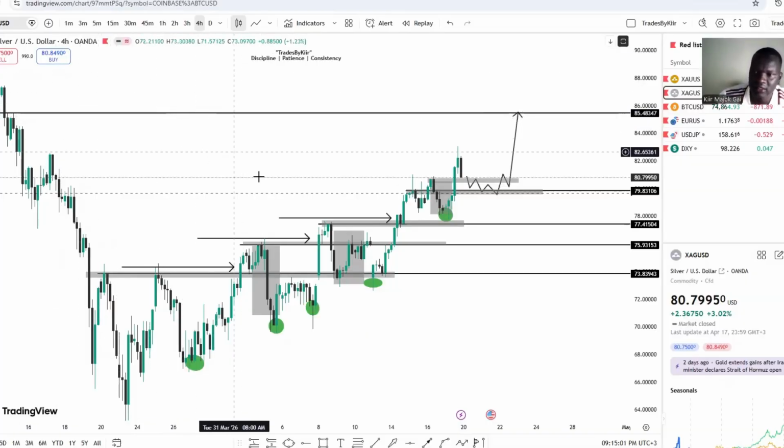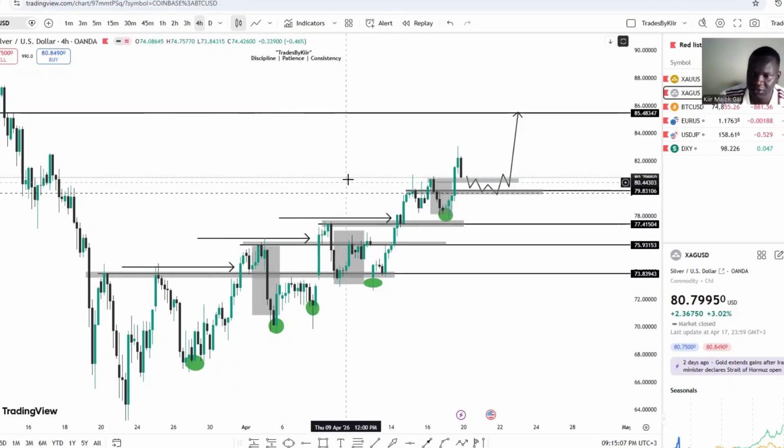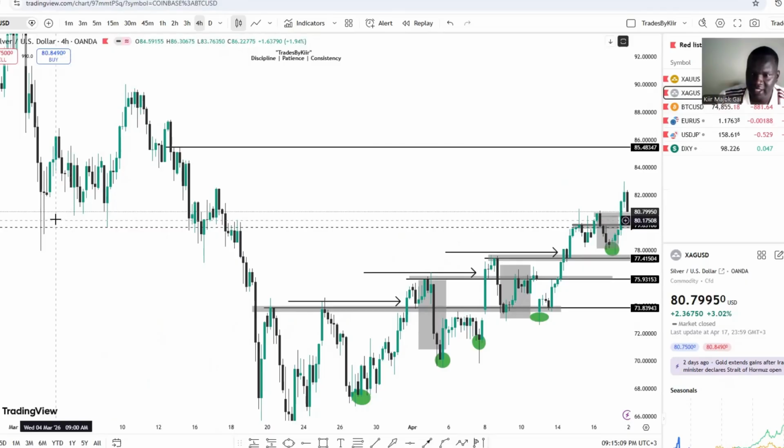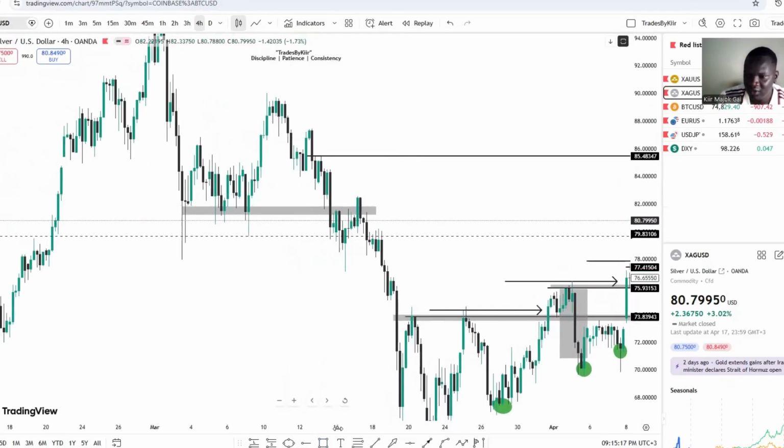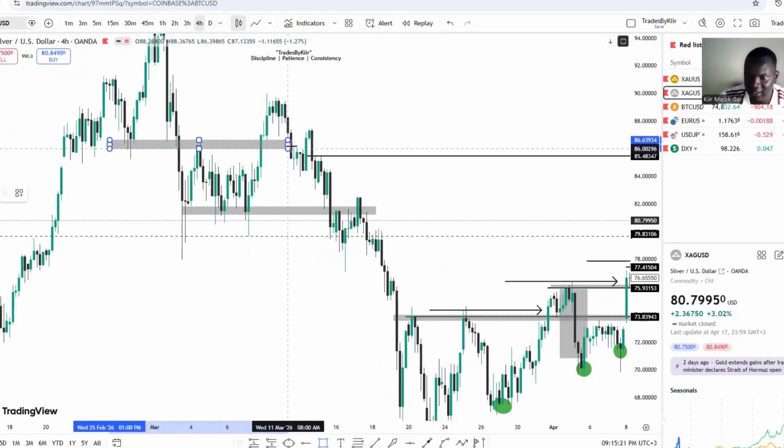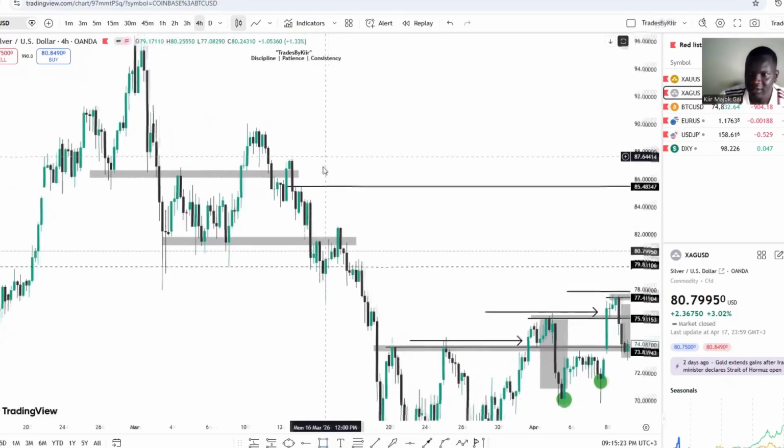So that's it, guys. This is just indication. When price breaks a swing high, indication. When price breaks a swing low, indication to the downside. You see, indication to the downside. Yeah, this is also an indication to the downside. You understand?